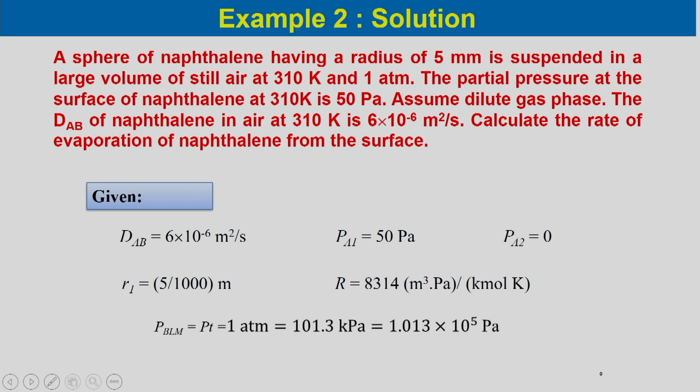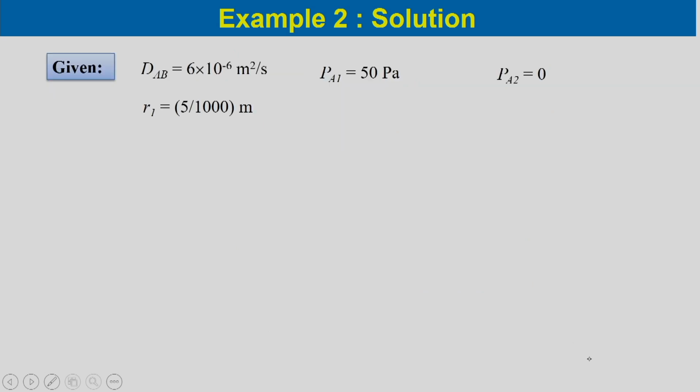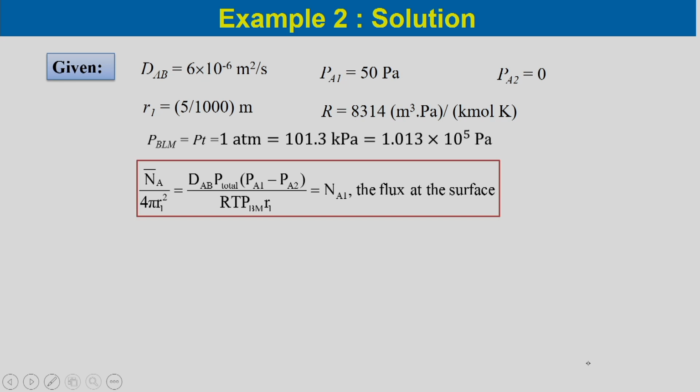PBLM, since it is dilute gas, would be equal to the total pressure PT, which is equal to 1 atmosphere. We can write this as 101.3 kilopascal, which is equal to 1.013 into 10 to the power 5 Pascal. Now, these are the parameters known to us, and this is the relation of the flux at the surface.